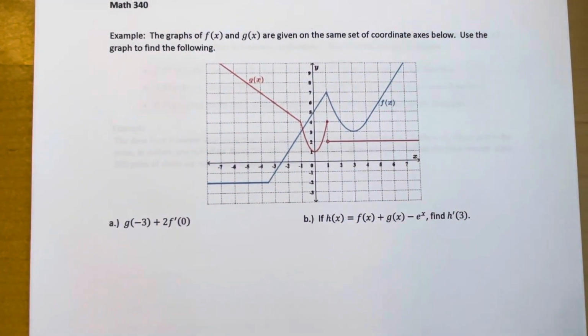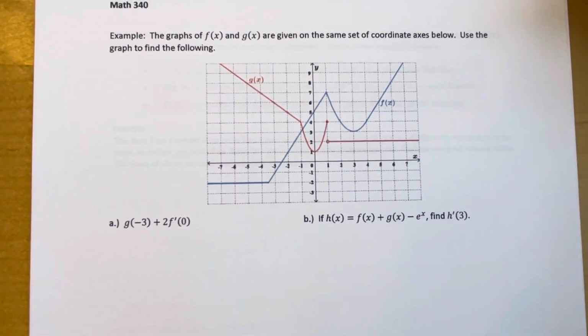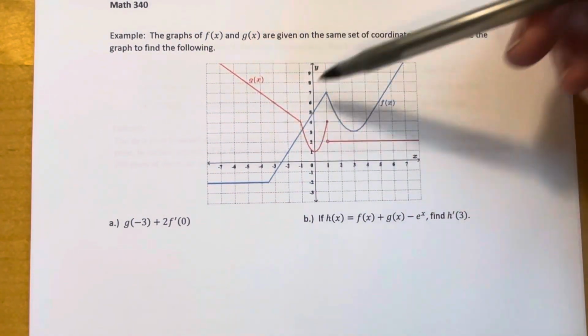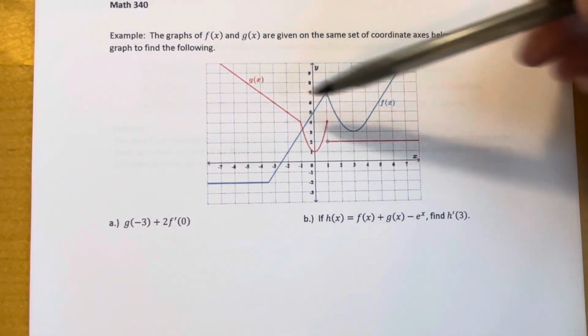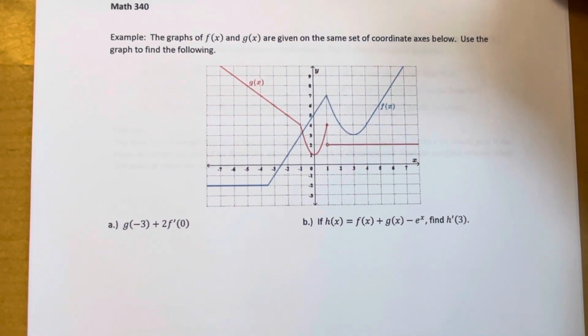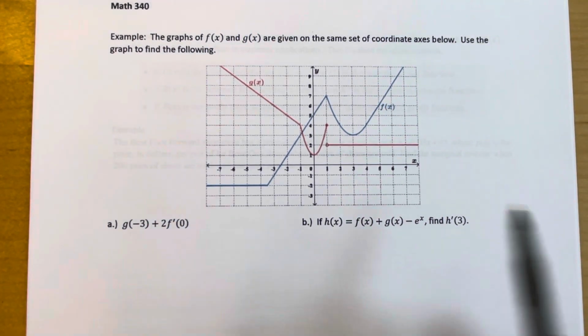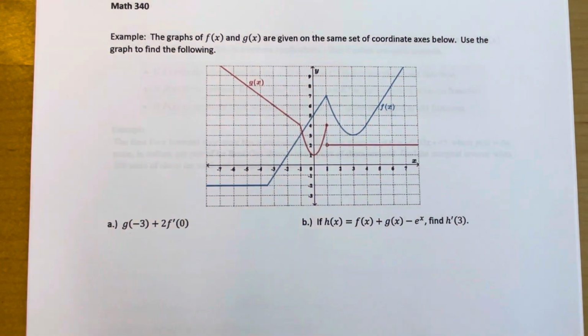Here is another perspective, another way that we can look at these types of examples. Instead of having a table of values, I have graphs of functions. It says the graph of f, the blue function, and g, the red function, are given on the same set of coordinate axes below. Use the graph to find the following. So I need to find g of -3 plus 2 f prime of 0. Notice only one of those things has a prime on there. Only one of them is a derivative. The other one is just a function.